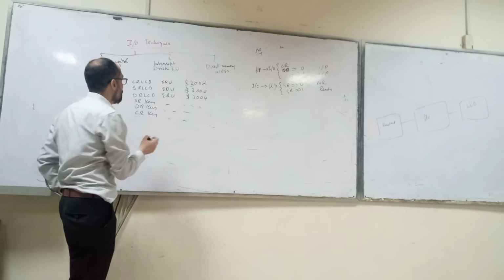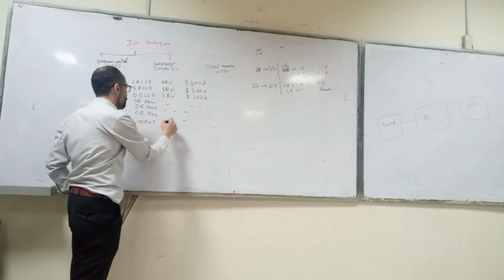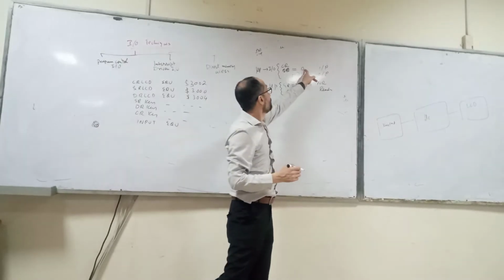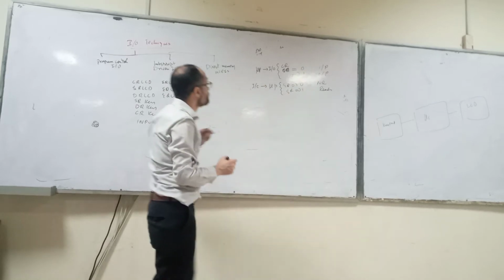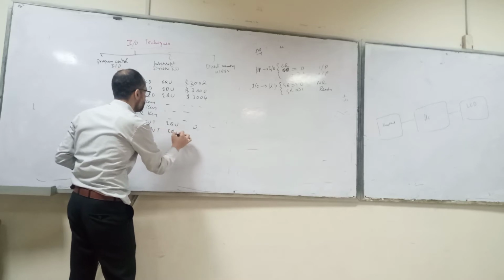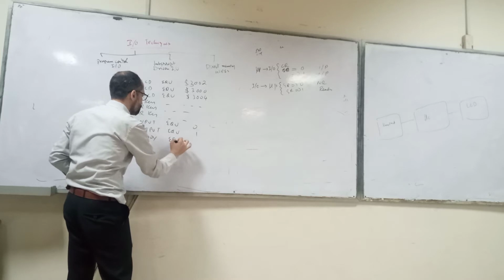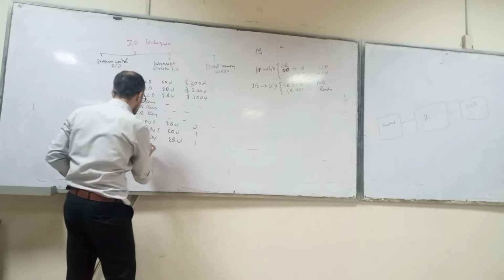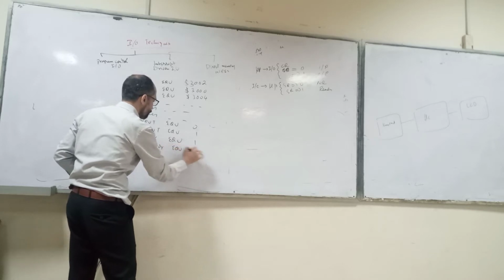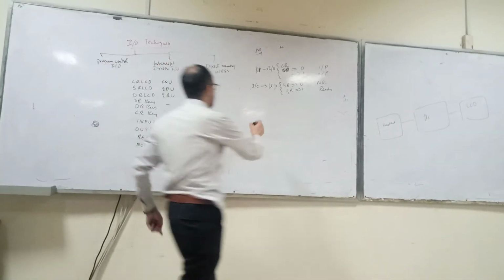Now we have defined some values. So we say input equal to 0, CR equal to 0. Output equal to 1. Ready is 1. Not ready is 0. Now we have made a config program.